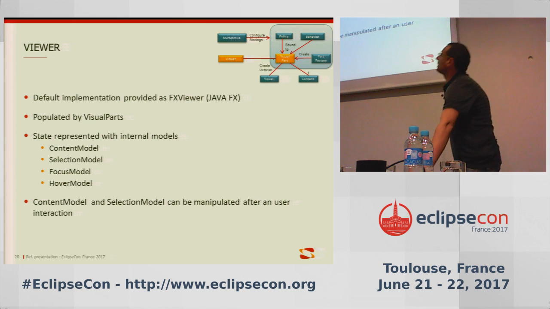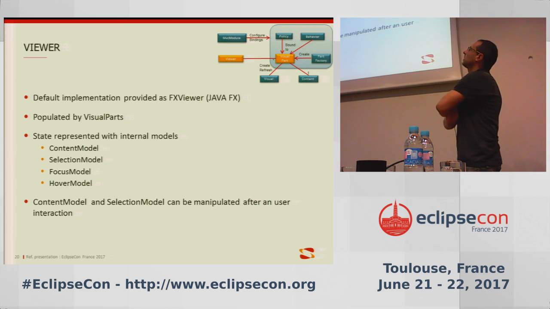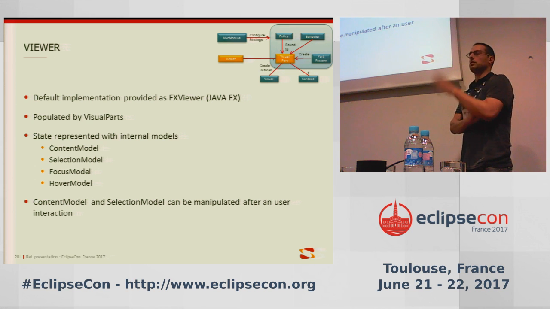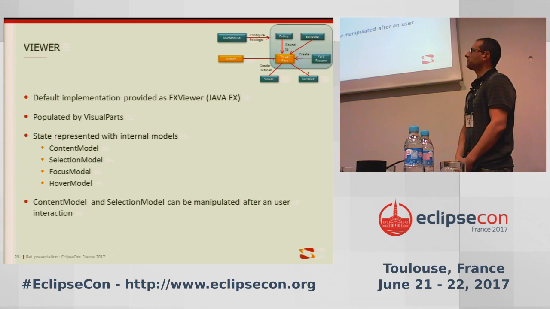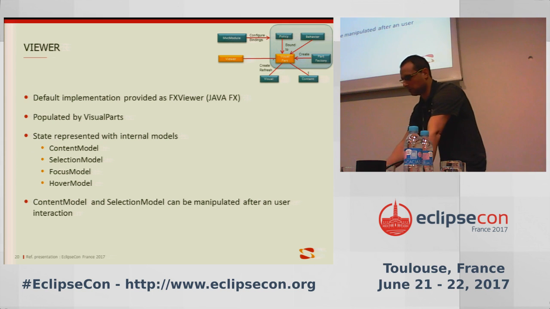And you can manipulate these different models with code. So for example, if a user selects an element in another part of the software, you can select it by changing the model of the viewer, and the selection will be drawn into the viewer.